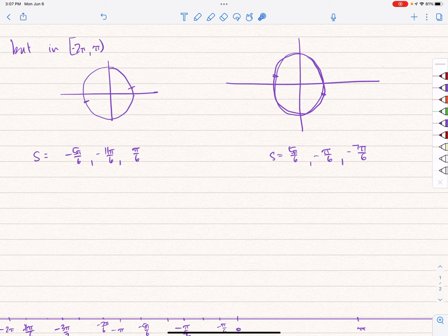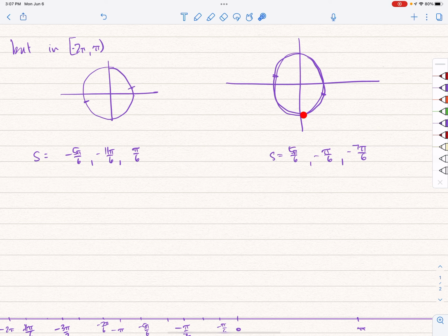Okay, so let's do the same thing then on the other circle. Again, let's start at pi and let's work our way backwards. So we have pi. The first thing that we come to, if this is pi, I know that this is 5 pi over 6. So that's going to be one of my solutions. And this is pi over 2. I get to 0. Now I'm going to go working backwards. So 0, this is negative pi over 6. So that's my next one.